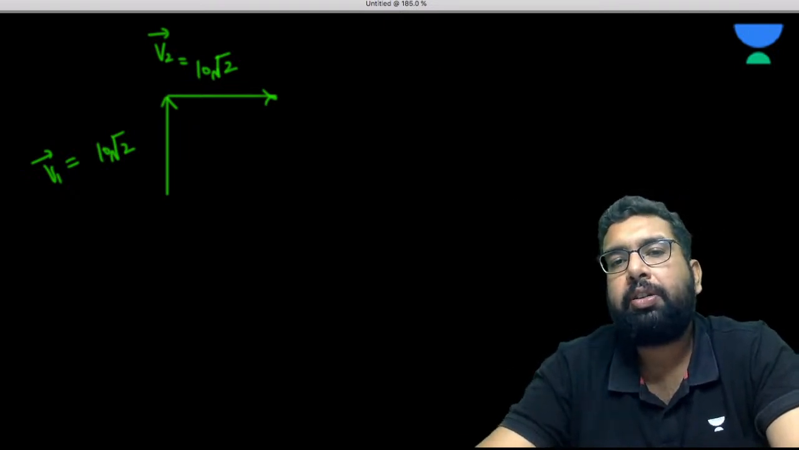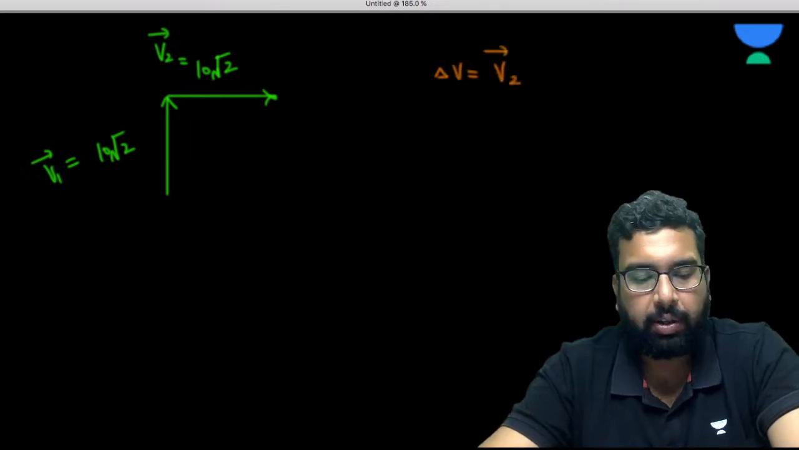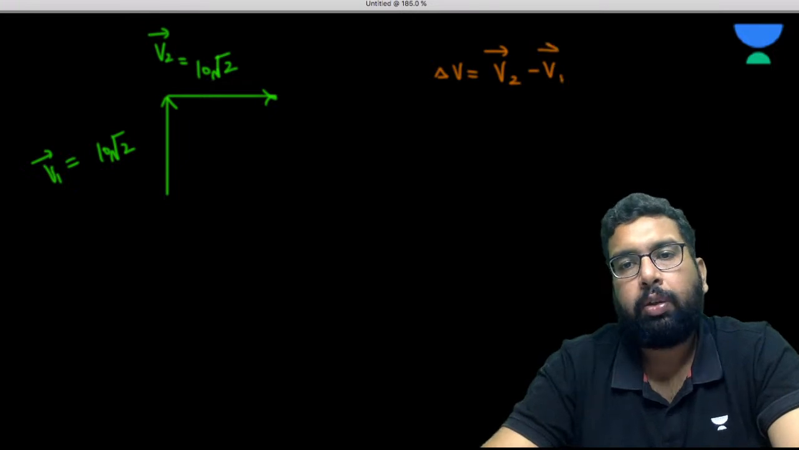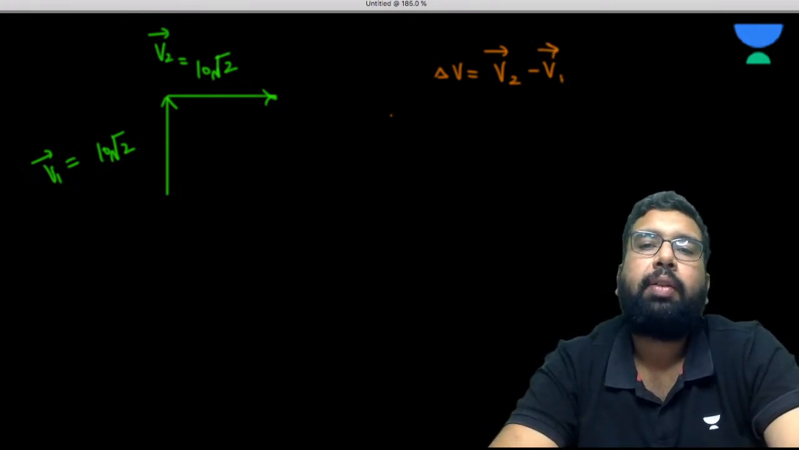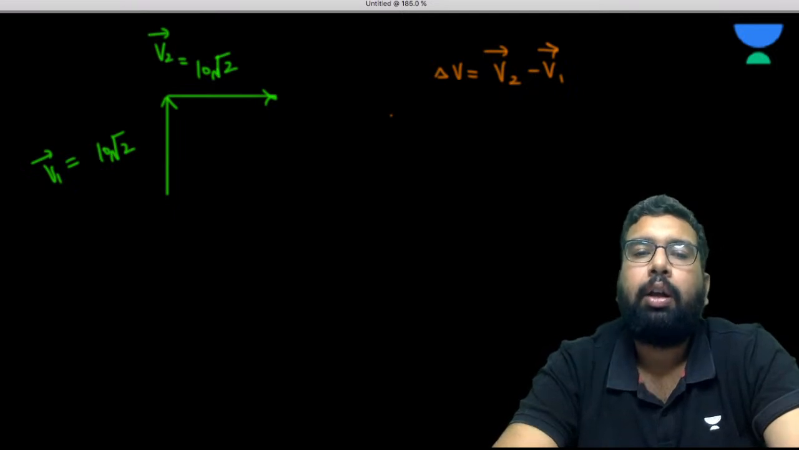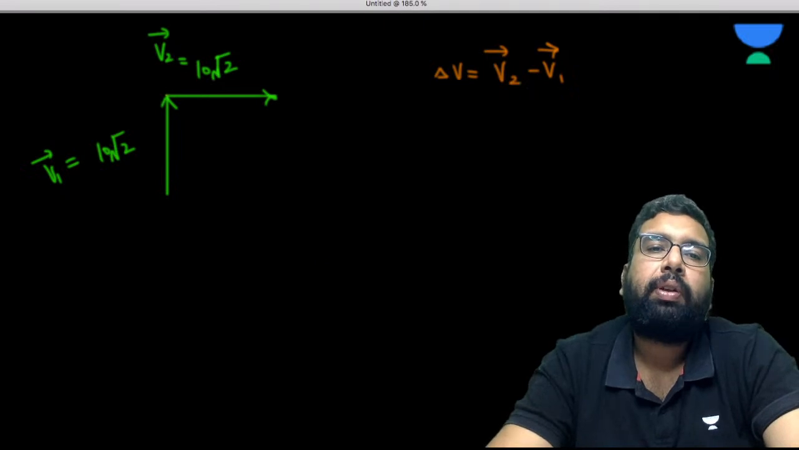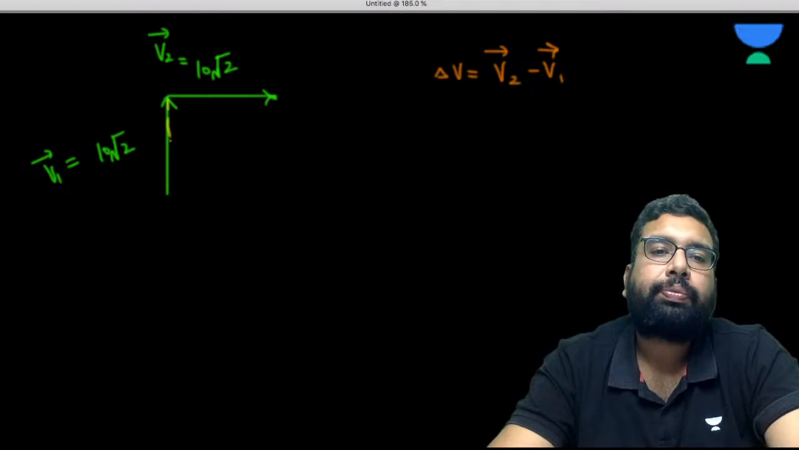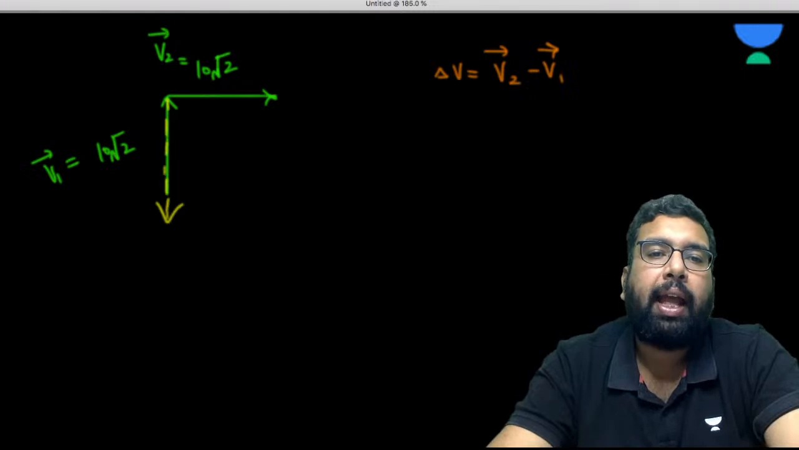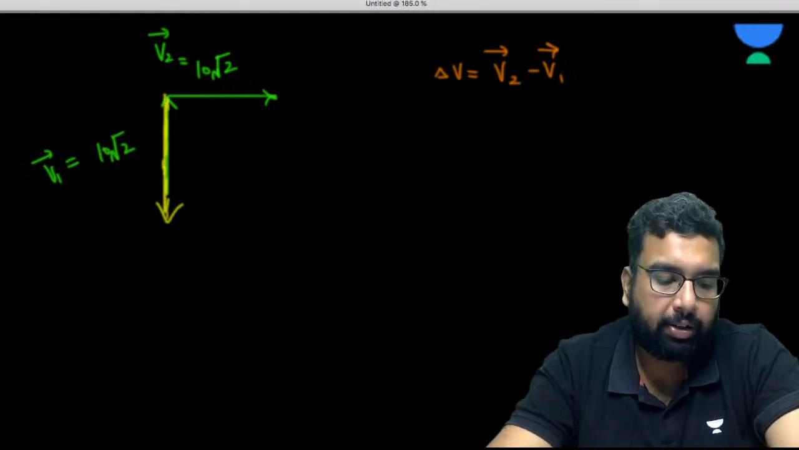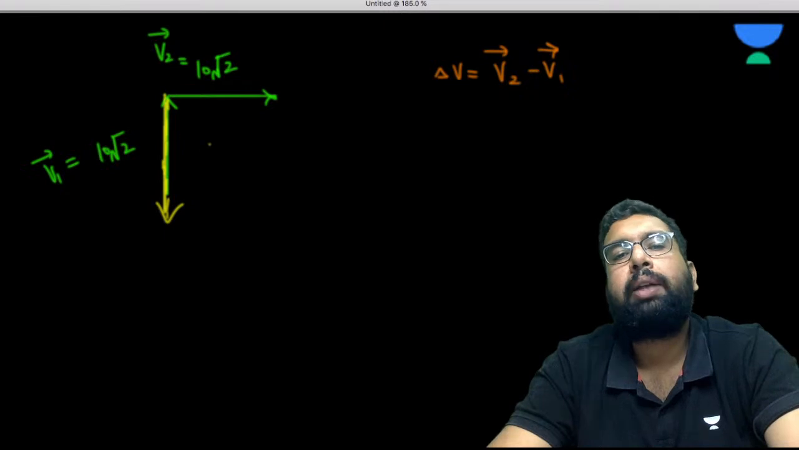So what is the change in velocity? The change in velocity is going to be the final velocity minus initial velocity, that is v2 vector minus v1 vector. So what is this minus v1 vector? We can reverse the direction of this v1, and that is going to be the negative vector now. You can apply the formula also, but that is going to be too lengthy, and it is not going to give you the direction rightly because you will be confused unless you understand the concept. That is why the graphical method is very important.